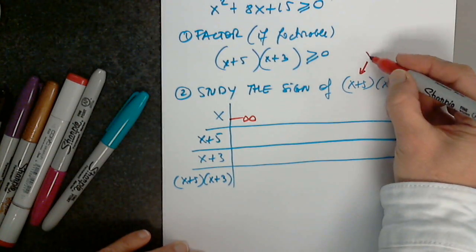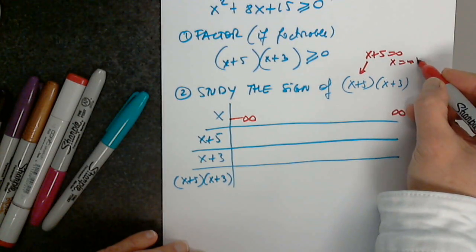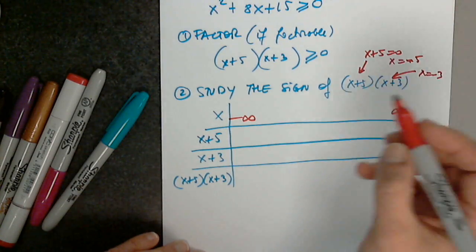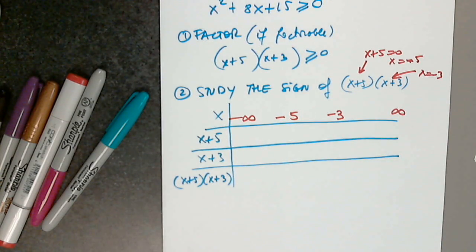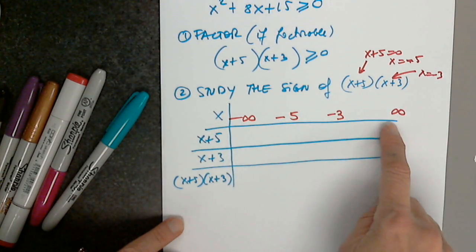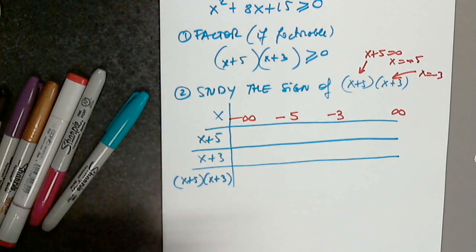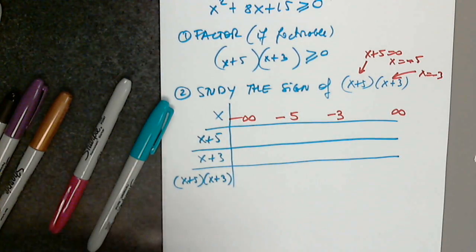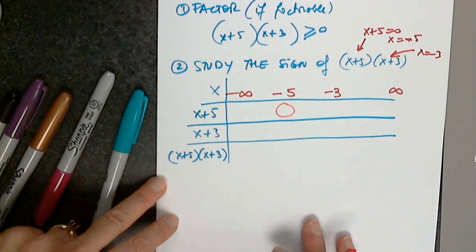Which value makes this 0? Correct. Which value makes this 0? Good. So then they have to be -5 and -3 in this order from left to right. In this first row for x plus 5, I have to have a 0 somewhere. Under which number? I know it's silly, but I just want to make sure you understand what I'm doing. Under which number will I put 0 for x plus 5? Correct. Under which number will I put 0 for x plus 3?